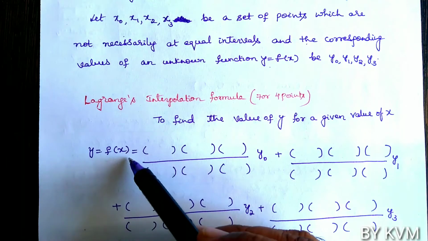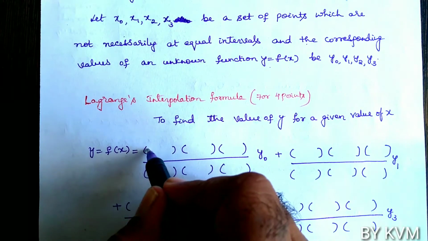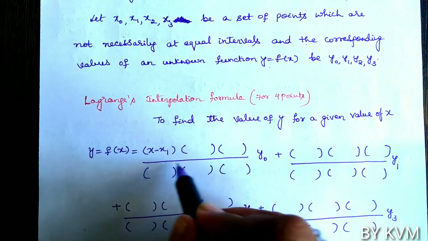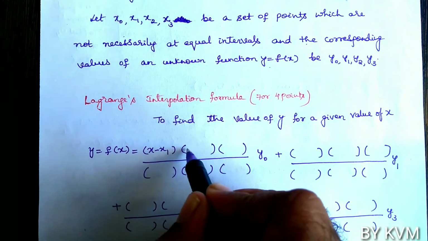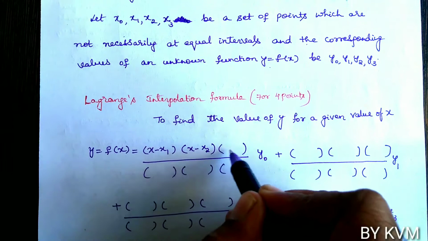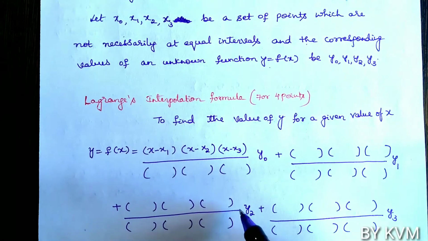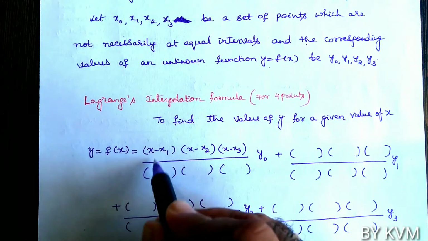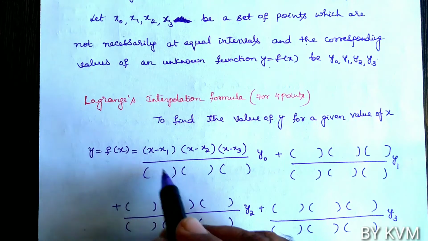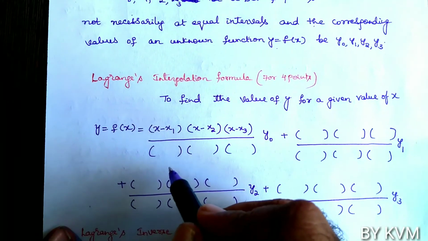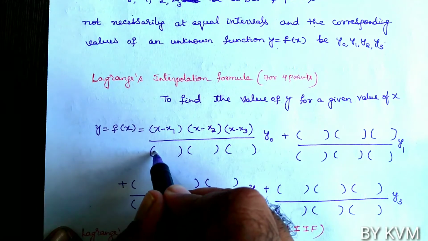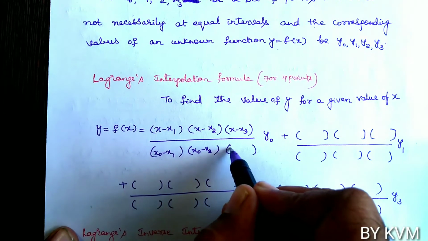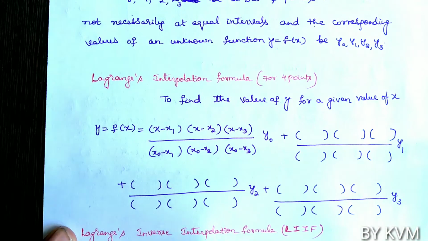So now the formula is y equals f of x, x minus x1. So in the numerator, in the first term, we have to exclude x0. So x minus x1, then x minus x2, then x minus x3 into y0 by, so x0 is excluded here. In the denominator, in the place of x, take x0. So we have x0 minus x1, then x0 minus x2, then x0 minus x3.